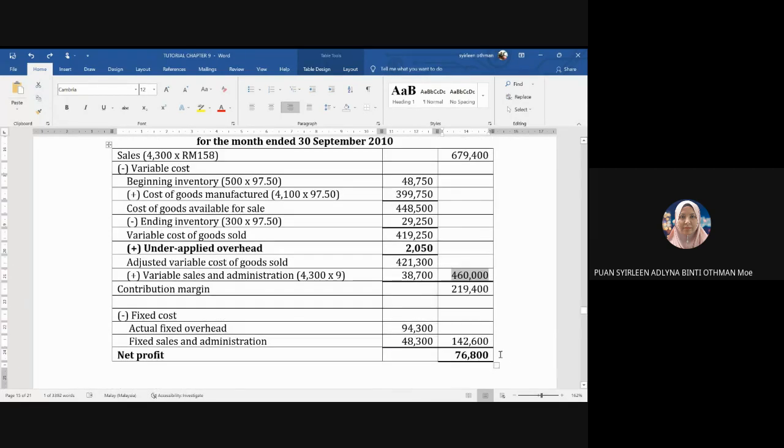Okay, so you get a contribution margin and then you minus all your fixed costs. This is your actual overhead and this is your fixed sales and admin. So kita dapat net profit of 76,800 ringgit. Okay, so kita buat reconciliation.